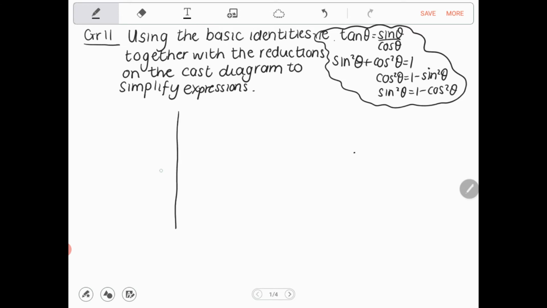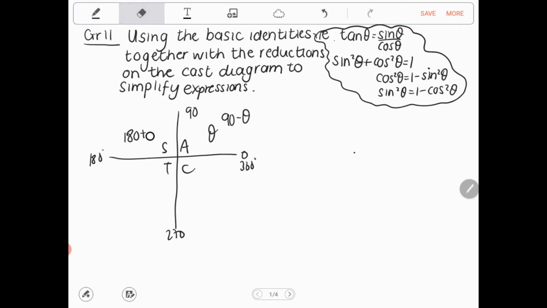So you guys remember your cos diagram. Theta's in the first quadrant, and also 90 minus theta. 180 minus theta is in the second quadrant, and also 90 plus theta is also a second quadrant angle. 180 plus theta is in the third, and 360 minus theta, as well as negative theta, is in the fourth.